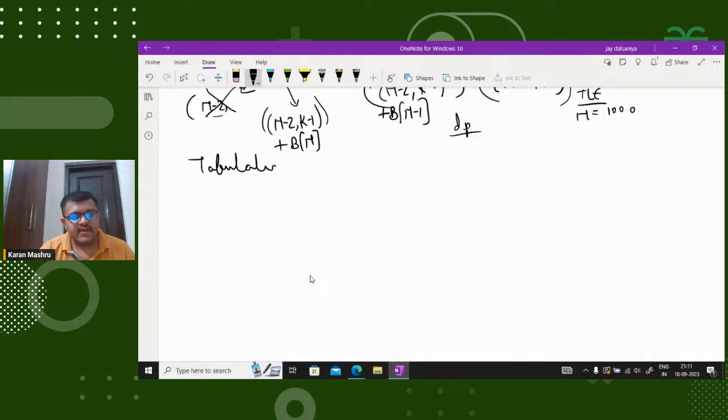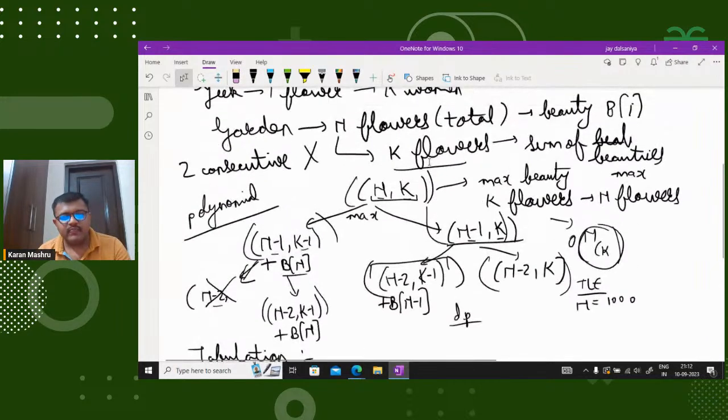So first of all we need to think about what will be the state condition of the table, like what will we store in it. If we look at the recursion function, we have passed two parameters n and k, that is the number of flowers to be plucked remaining and the total number of flowers to be considered which are remaining, right?